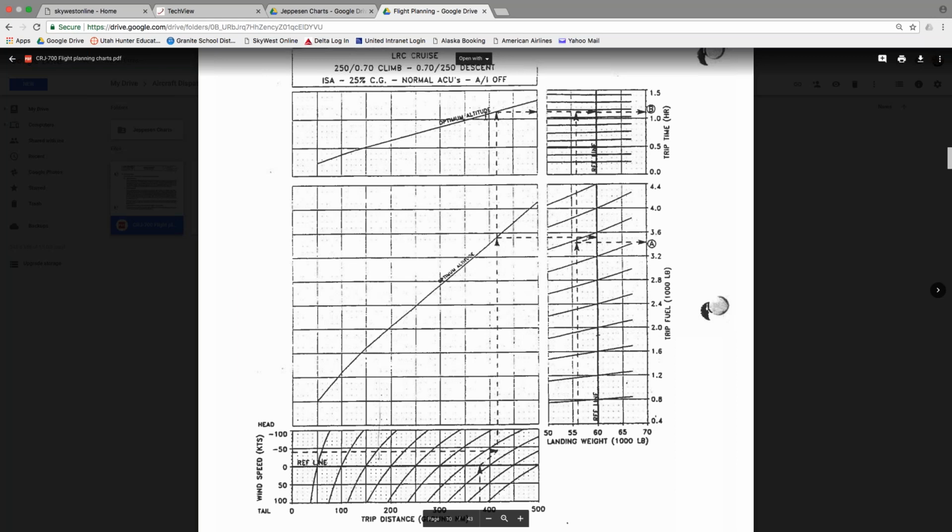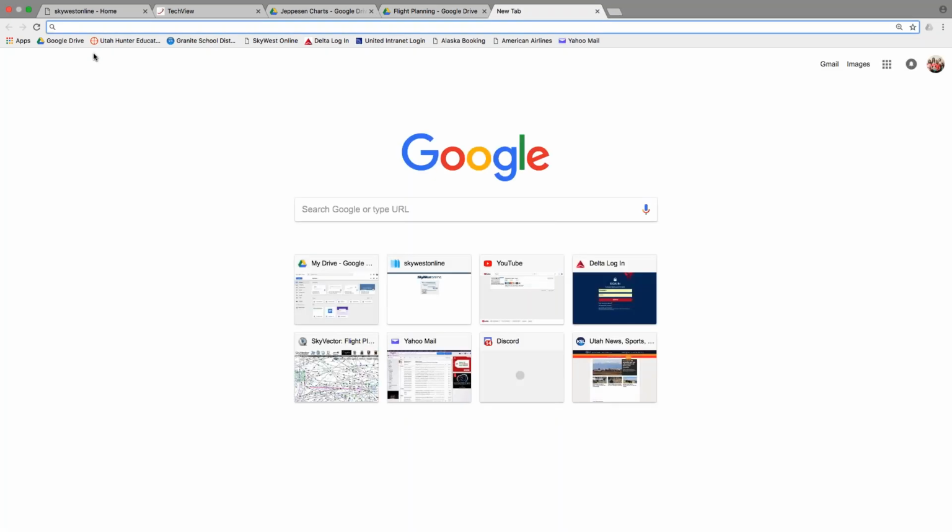Okay, with that information, we need to figure out headwind, tailwind, right? So you have to get your average heading again, you just go off the direct line. Yeah, so we're just gonna take the average between our two points here. Let's go back to Sky Vector and pull that up.